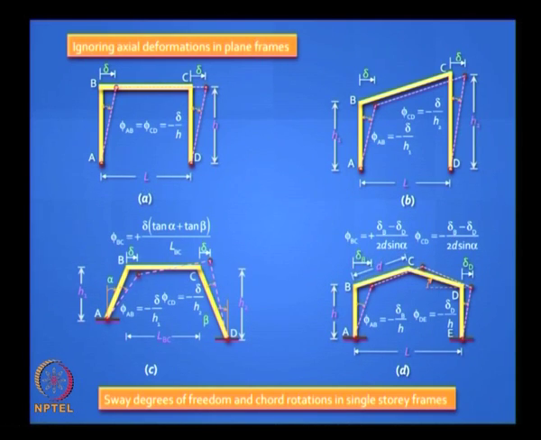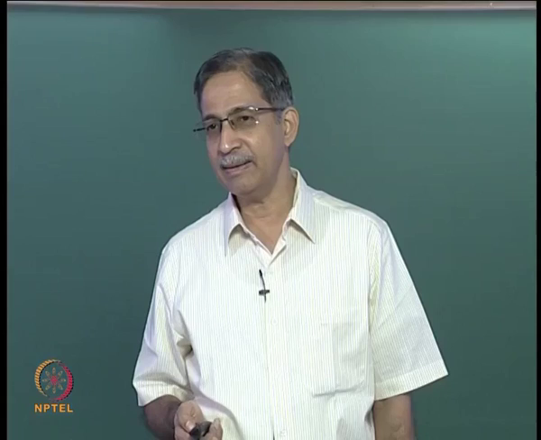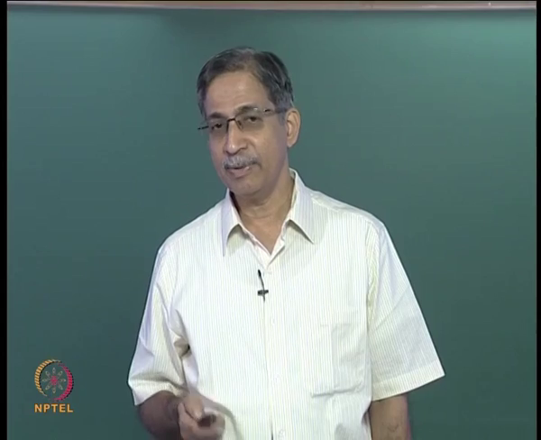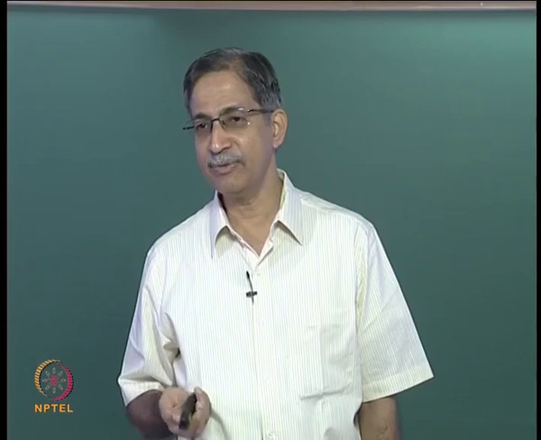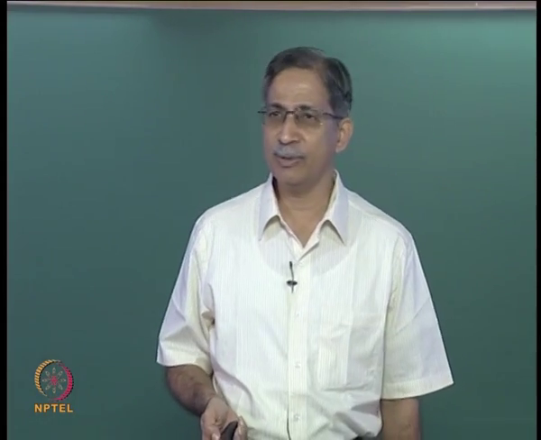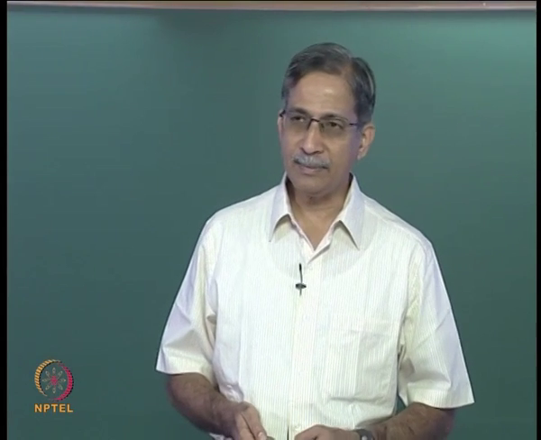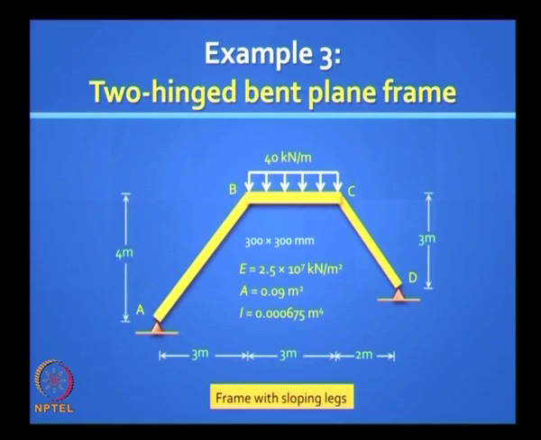You have to intelligently identify the sway degrees of freedom. We have discussed this earlier, and you need to express the chord rotations in terms of the identified sway degree of freedom. So let us look at this problem which we have solved earlier by the more rigorous method. So let us solve this by the reduced element stiffness method, and let us take advantage of the fact that we can ignore axial deformations. We have solved this problem earlier by the slope deflection method.